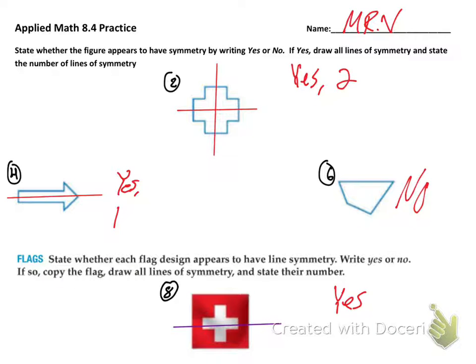So there's going to be one that's horizontal. Then there's going to be one like that. I can't go on an angle at all. These two are not going to be able to fold over and be symmetrical. So it looks like it's just yes and 2.